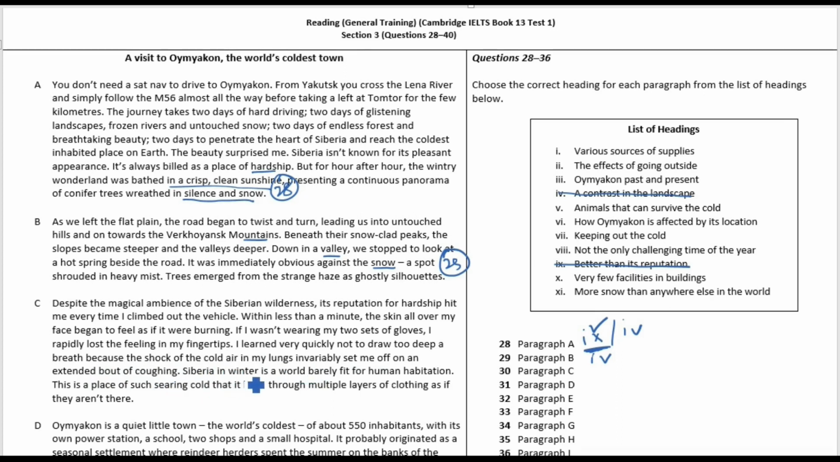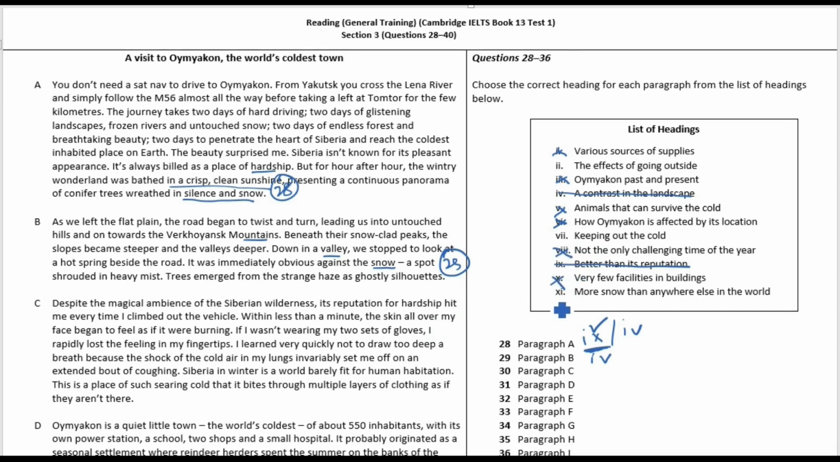Once again, what it is not. It is not various supplies. Is it about going outside? Could be, although I'm a little unsure. Past and present, not at all. Animals, no. Affected by location, no. Keeping out the cold could be, because it is talking about clothes and how cold it is despite the gloves, etc. Nothing about which part of the year it is, nothing about buildings, and certainly nothing about more snow than anywhere else.